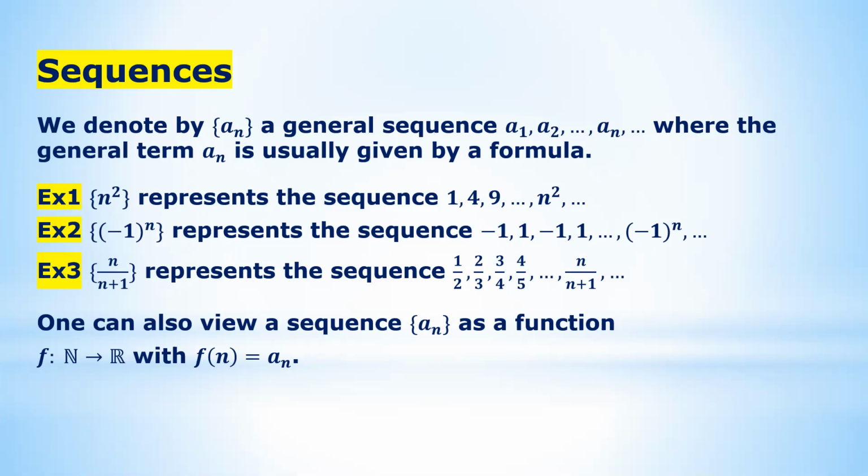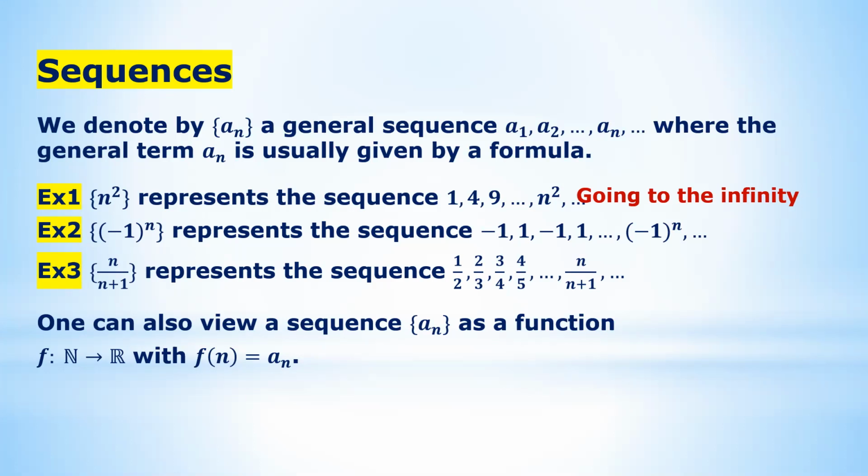Okay, so now let's look at the behavior of these sequences. The first sequence, n squared, goes to infinity because it's a perfect square. As n goes to infinity, n squared will go to plus infinity. So this sequence is unbounded, and it just goes to infinity.